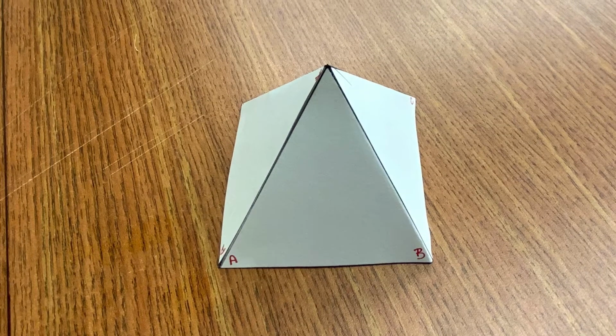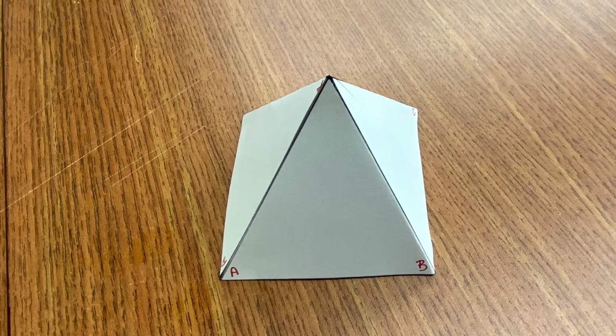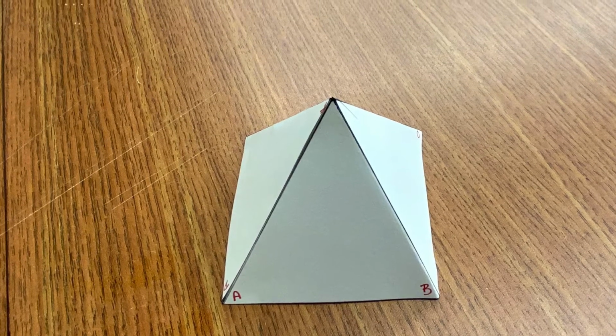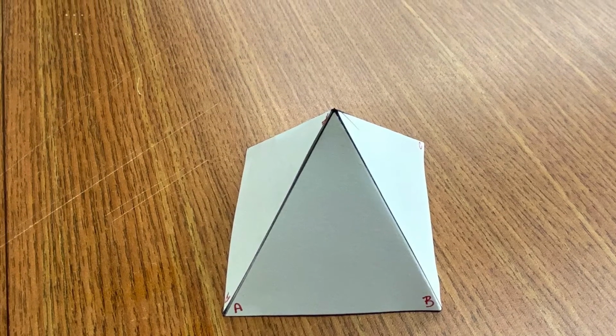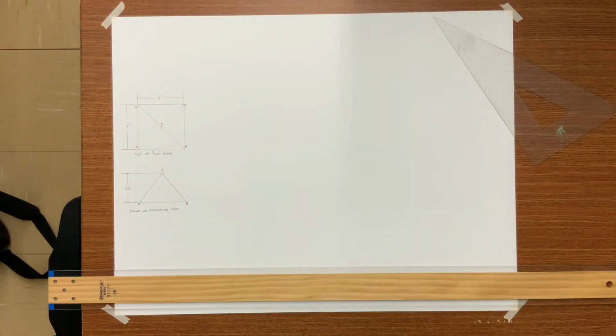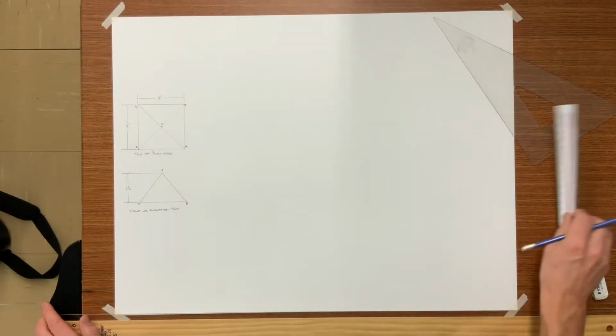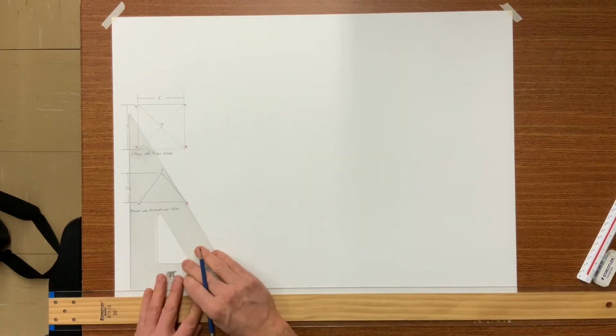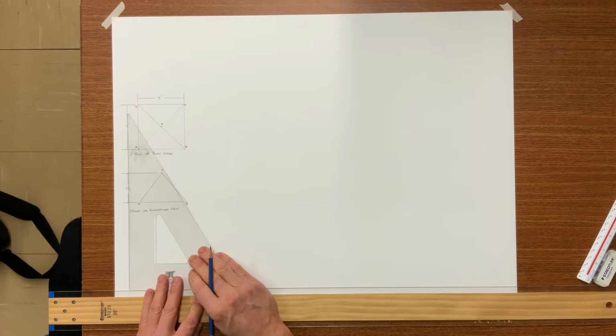Today we're going to learn how to lay out a pyramid using basic triangulation method. You will notice that I drew two views. One is a front view or elevation view, and the one above is the top or plan view. Before you go any further, make sure you have identified your points A, B, C, D, and X.